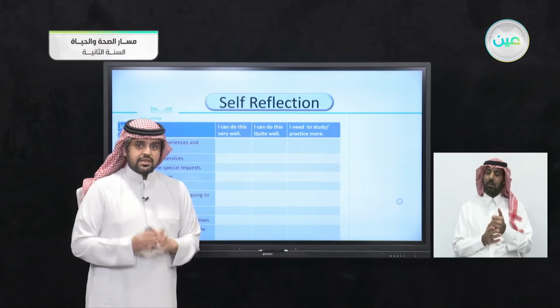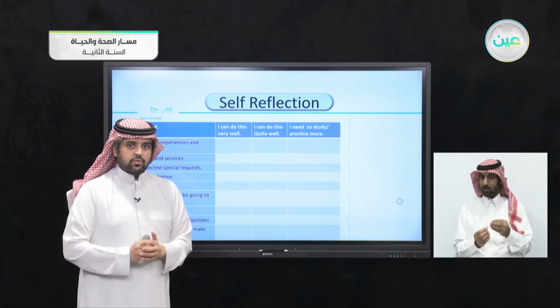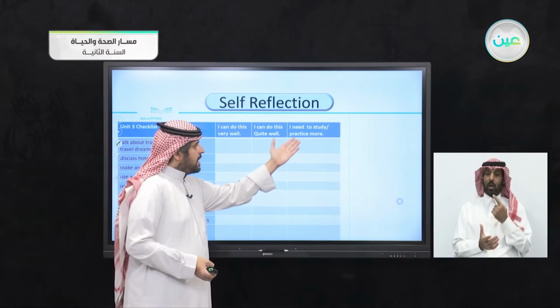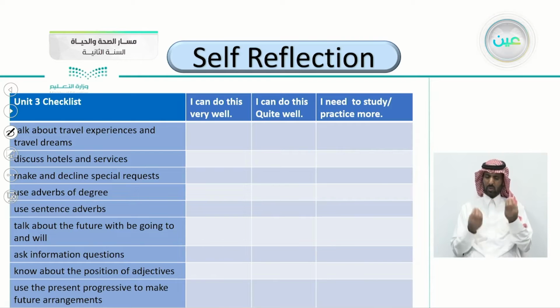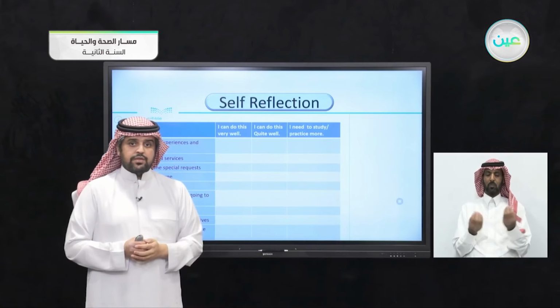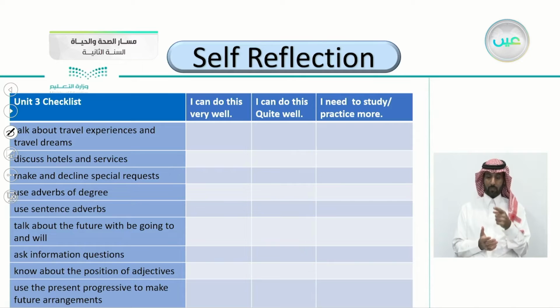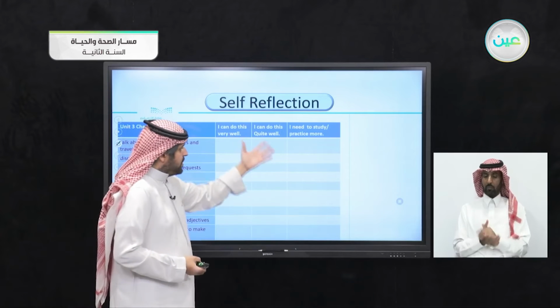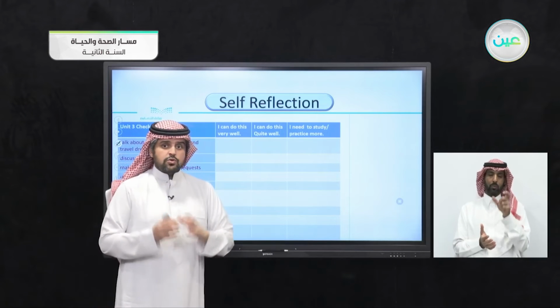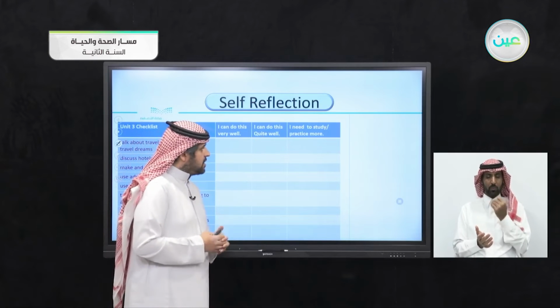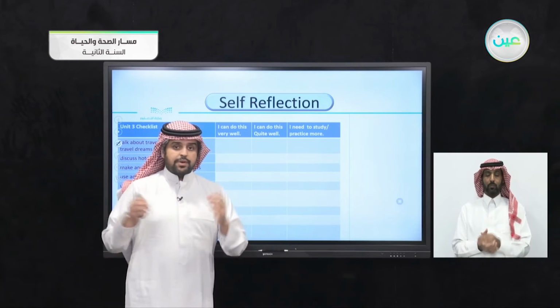I can do this not very well, just a little bit, quite well. So it's, let's say, half and half. I need to study and practice more. If you find this specific part of the unit hard for you, difficult for you, check on this column here and practice more. So be honest with yourself. You are the only one who benefits from this chart here. So you know your weaknesses, and then you can work, as said here, work and study and practice more.